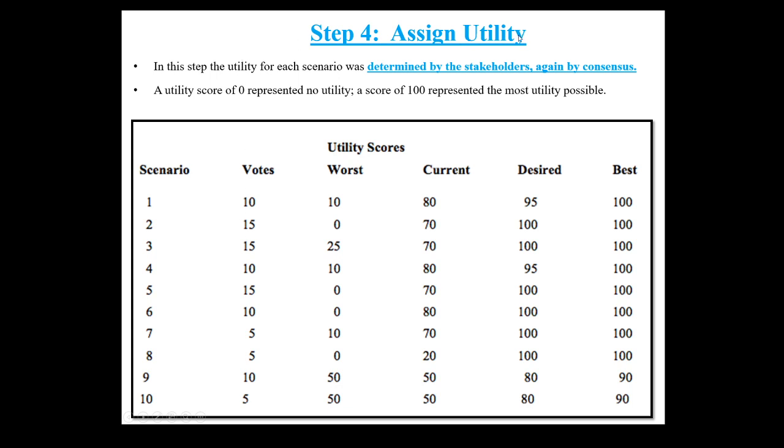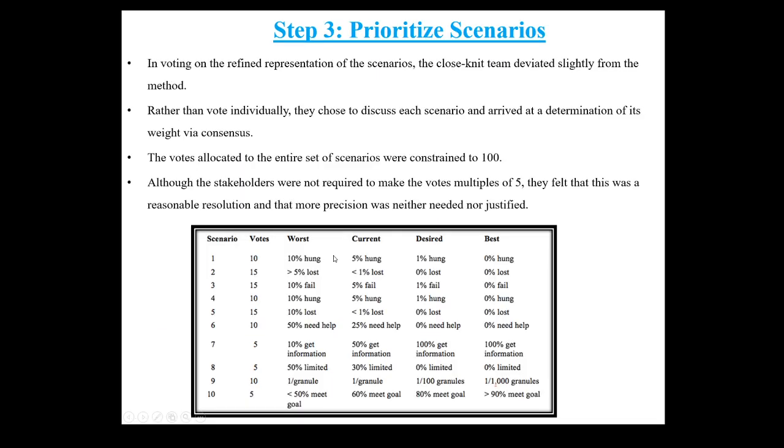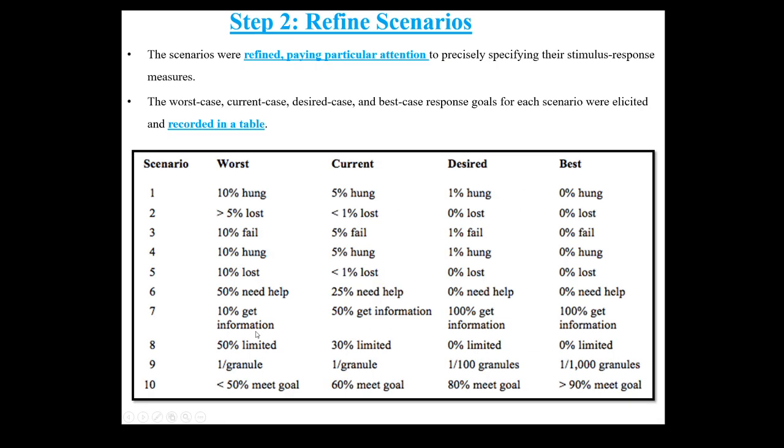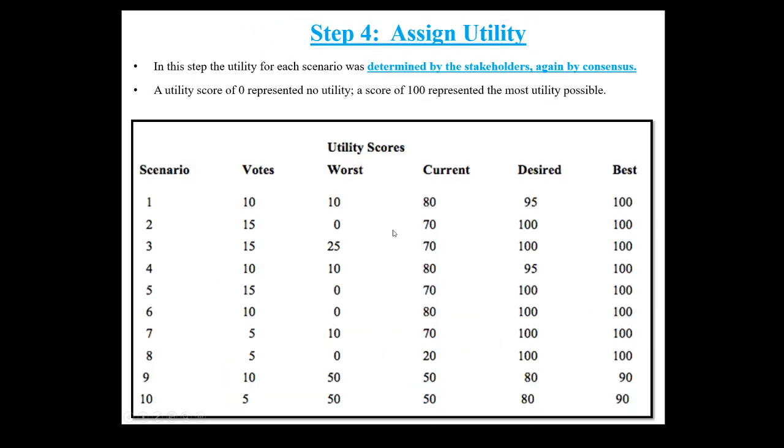Next, assign utility. According to the cases, the utility should be assigned for each scenario. Worst case means the utility score will be 10. Current case means the utility score will be 80. Desired case means the utility score will be 95. And best case means the utility score will be 100. Clear? So according to the previously recorded information, the utility scores are assigned here.